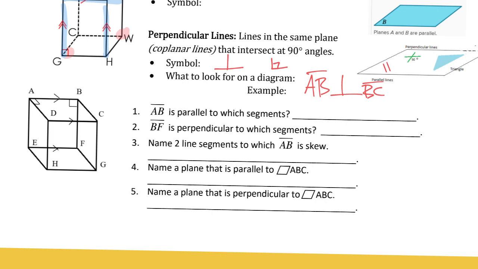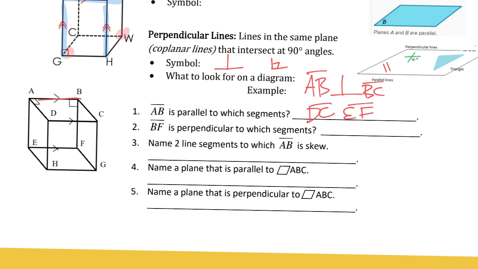The first question says, AB is parallel to which segments? Let's find her. Segment AB is right here, and she's parallel to which segments? You can see the ones that are marked. It's going to be segment DC, and you can also see EF. And then, BF is perpendicular to which segments?